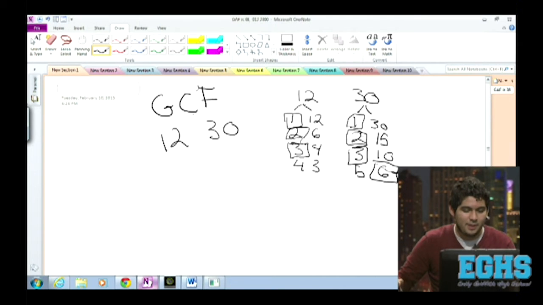So the GCF of 12 and 30 is going to equal 6, because that is the greatest number that multiplies into both 12 and 30. And that's the only thing that greatest common factor really means. So that's how you can go about solving that. There are probably more clever ways that I could teach you, however, this way is sufficient for this case.